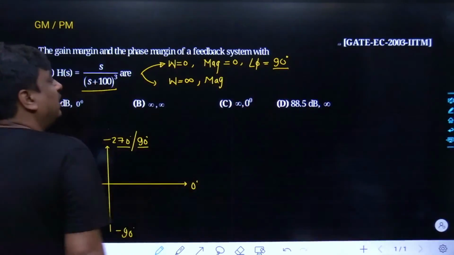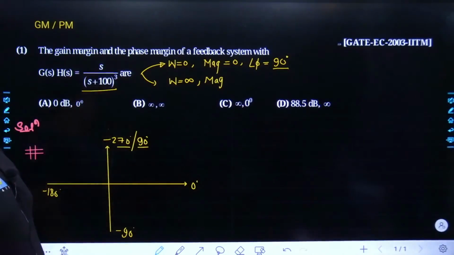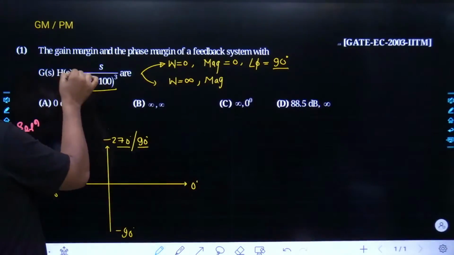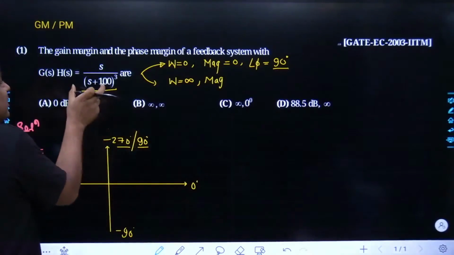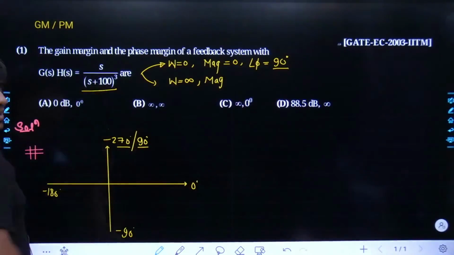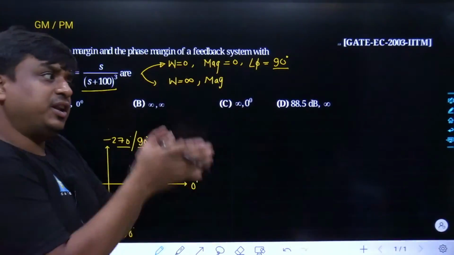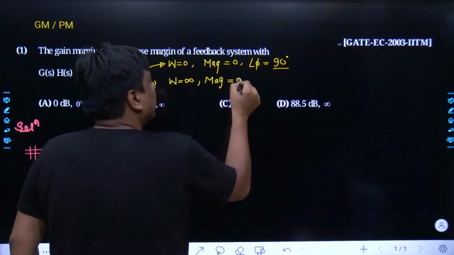My dear friend, if we talk about the degree of numerator as well as the degree of denominator, the degree of numerator is 1, the degree of denominator is 3. Once you feed omega tends to infinity, whenever you apply the limit where the degree of denominator is larger than the degree of numerator, definitely the limit as omega tends to infinity gives that function as 0. So what is the magnitude over there? The magnitude is simply 0.